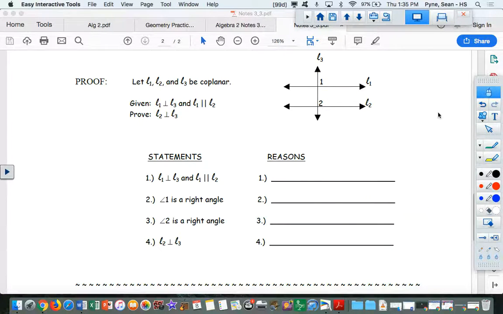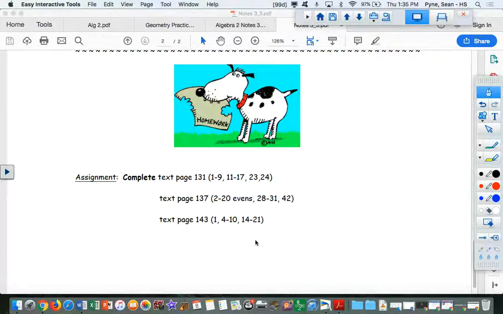All right. So your homework is going to be text page 143, 1, 4 to 10, and 14 to 21. It should be on the next page. It is the very next page. It's all that. All right. Let me turn off the recording.